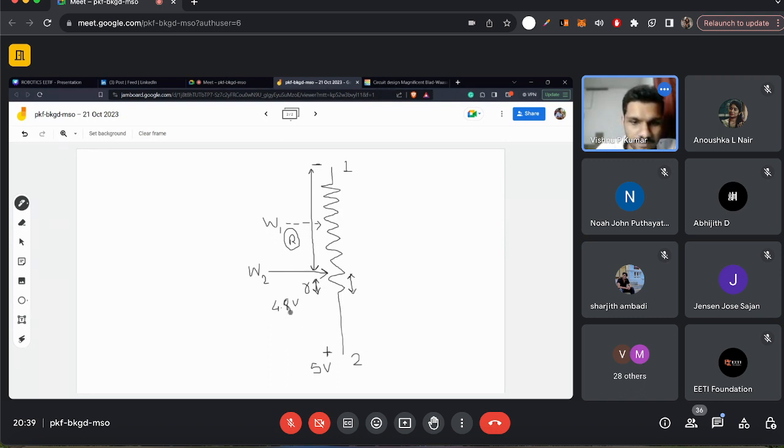So W2 means wiper, when it's going towards the positive side, the resistance there will be less, and hence voltage will be more. Okay, if we are connecting the wiper to this position, a larger resistance will be there. So wiper 3's potential will be very less, like maybe 0.5 or something.